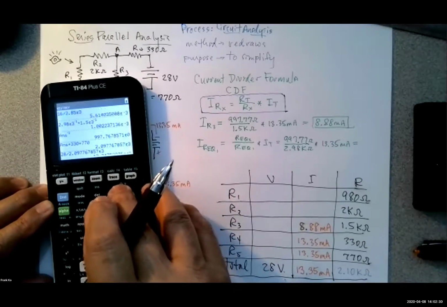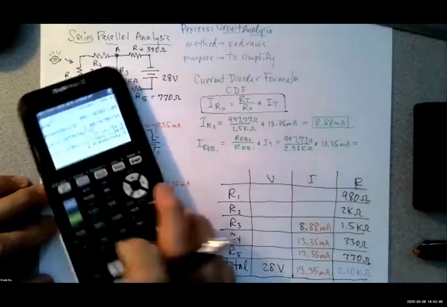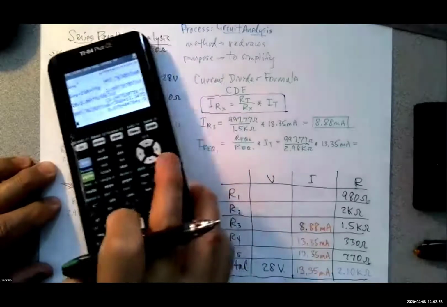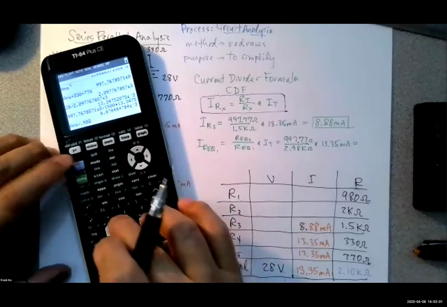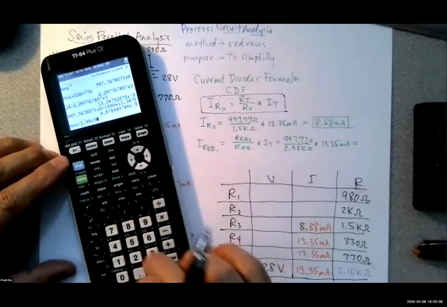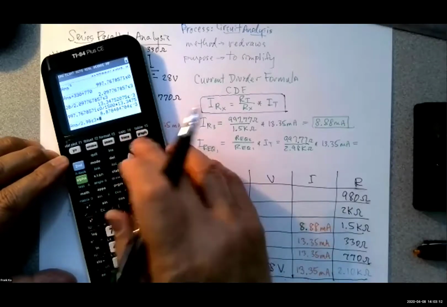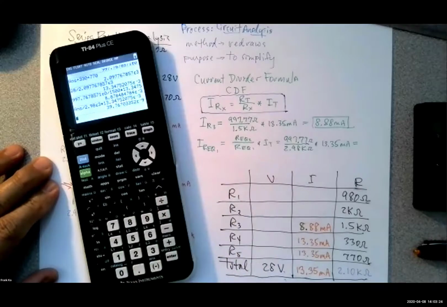Oh, okay, I know. All right, so go ahead and hit divide. 2.98 kilo ohms here, 2.98, and then multiply by this current. Okay, cool. Pretty small.